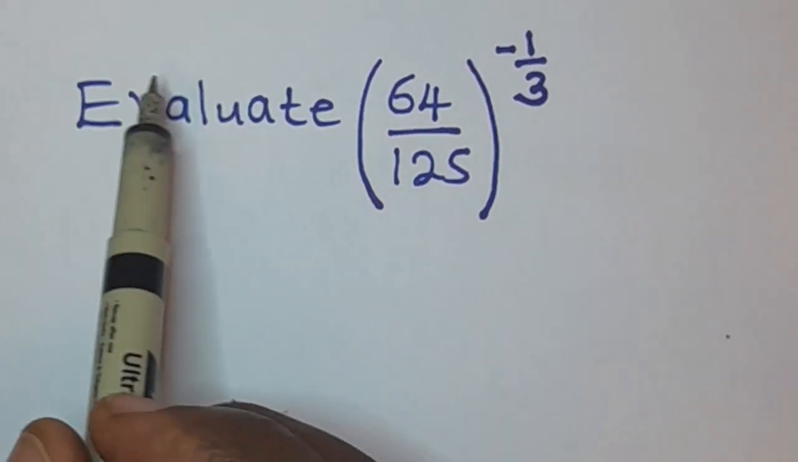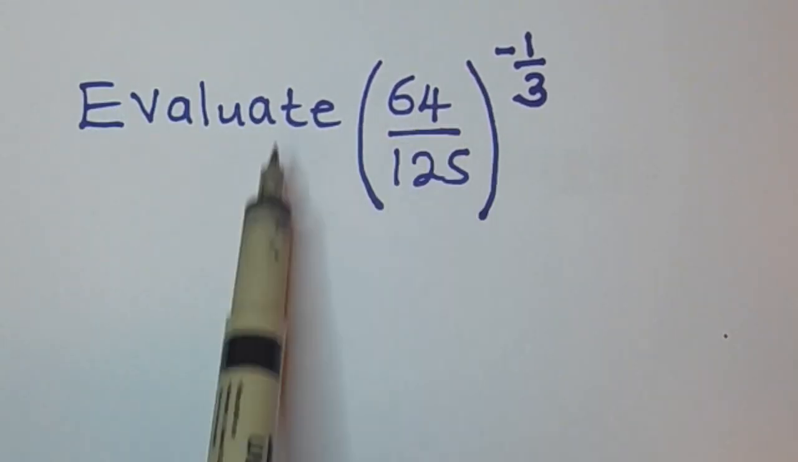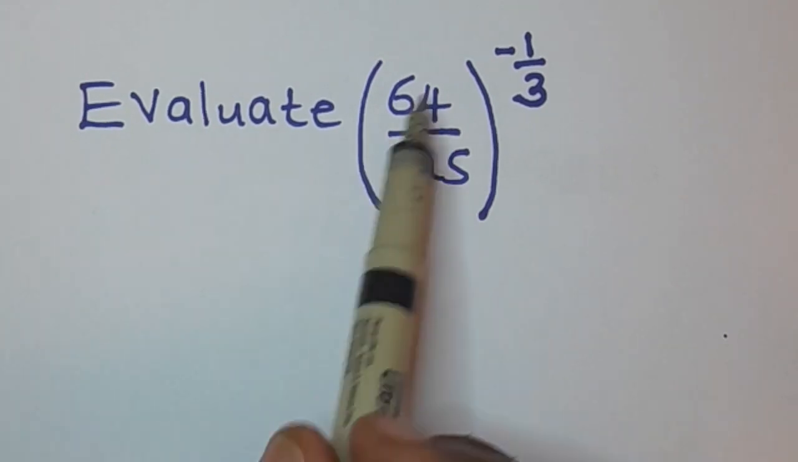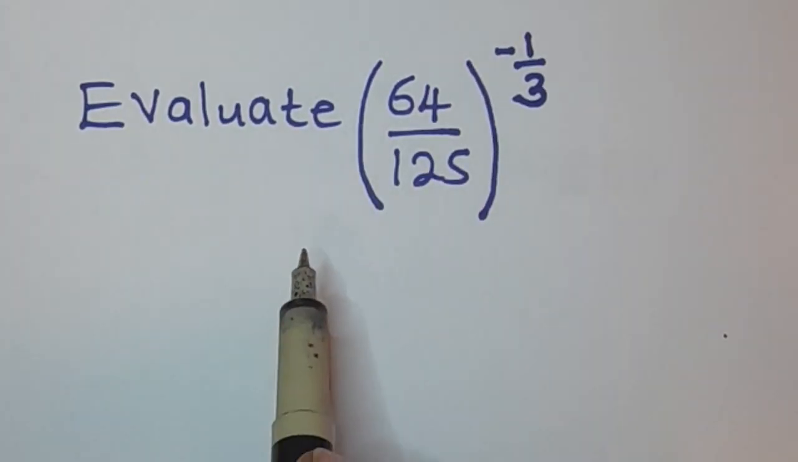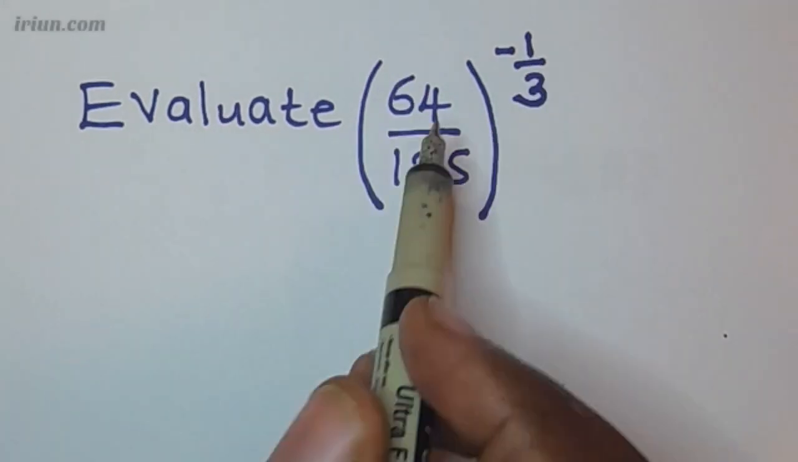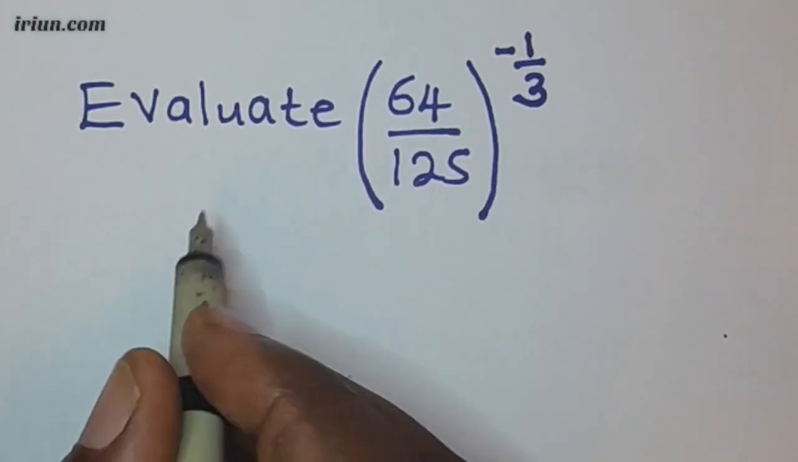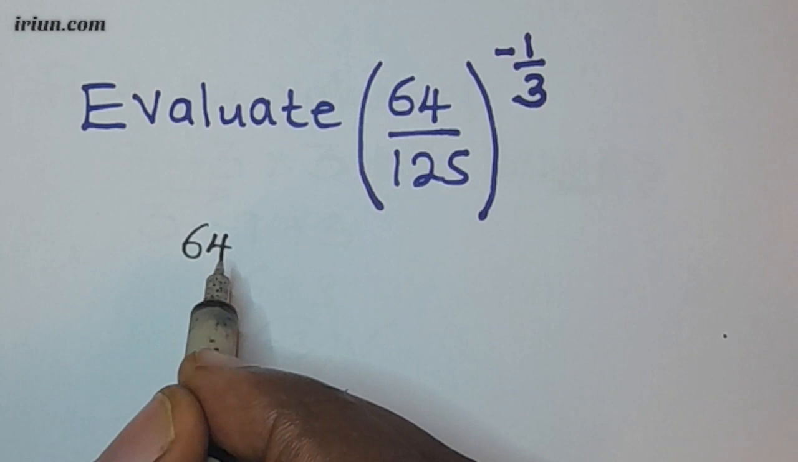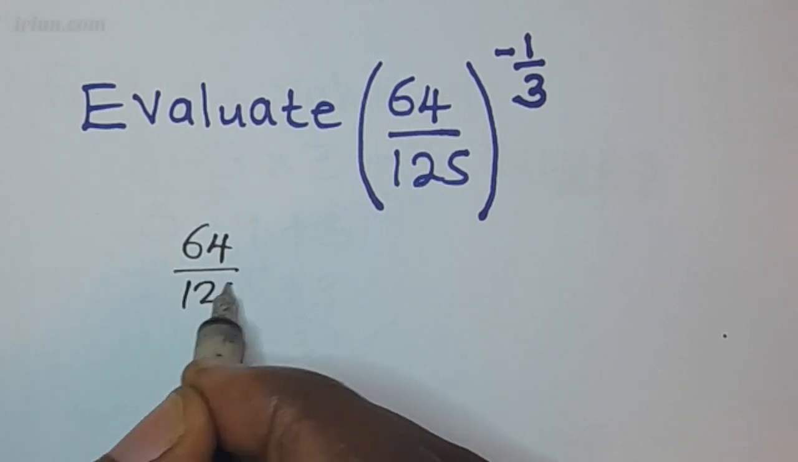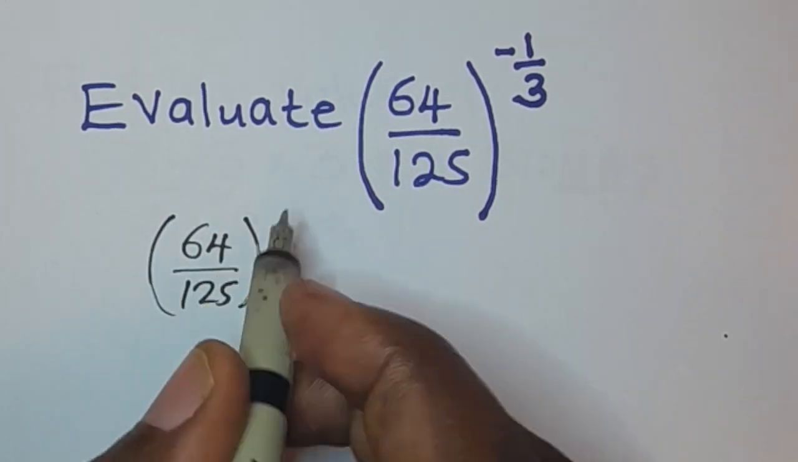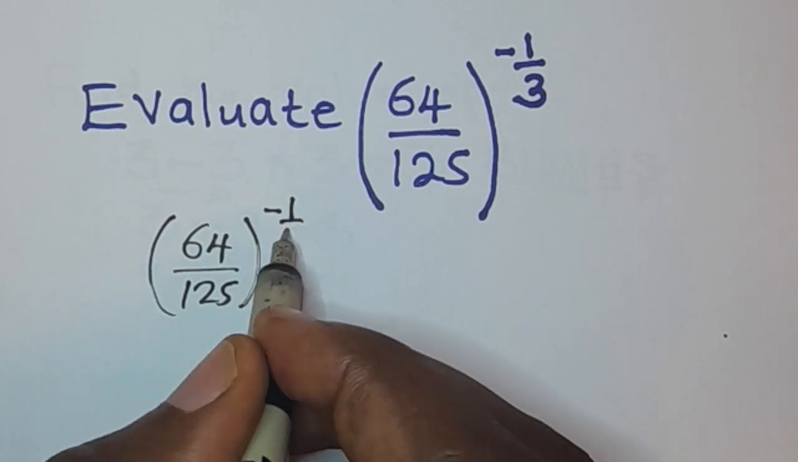So in this video, we are going to look at this question here. Evaluate this expression. Okay, let's first rewrite this expression. So we have 64 over 125 to the power negative 1 over 3.